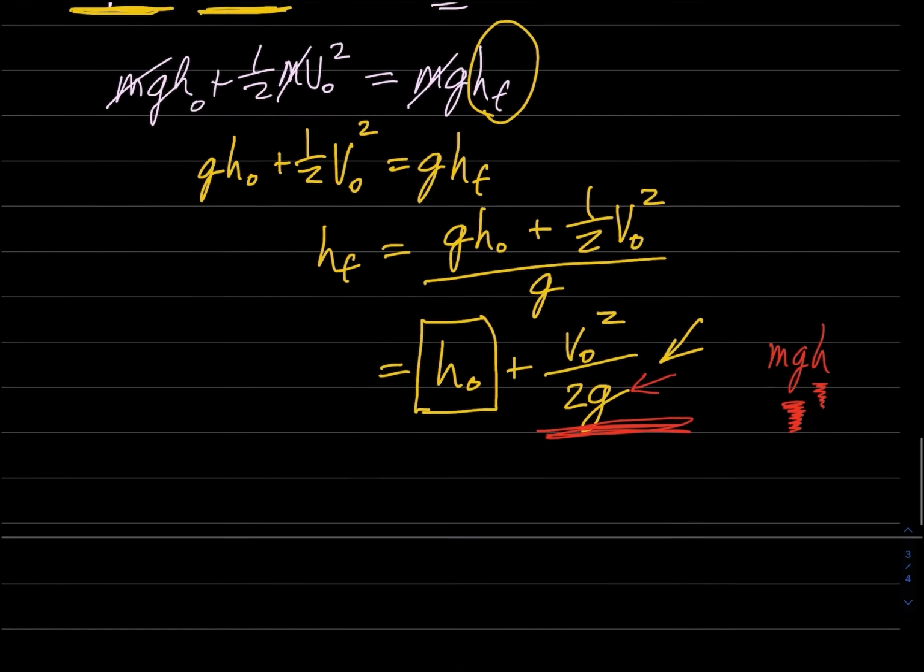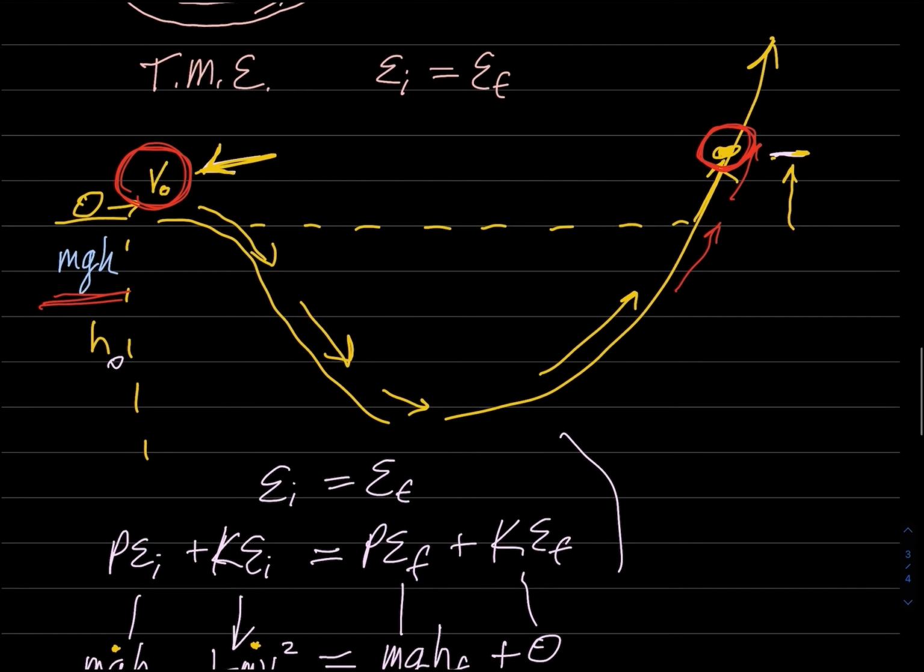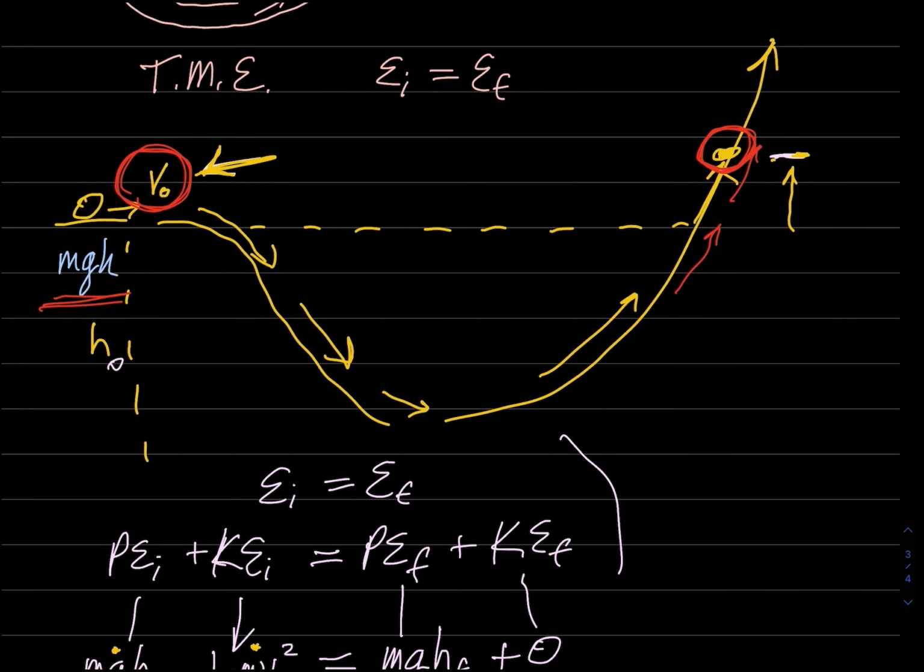Now let's go back to our diagram. We talked about how mass dropped out of the equation of the final height. So any mass coming in with this initial velocity and traveling this route is going to wind up at this final height.